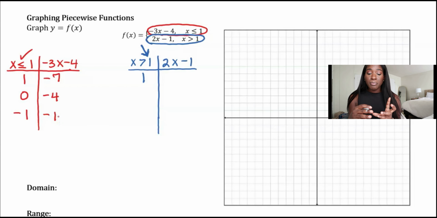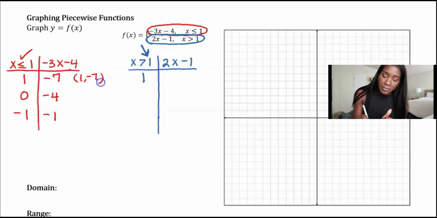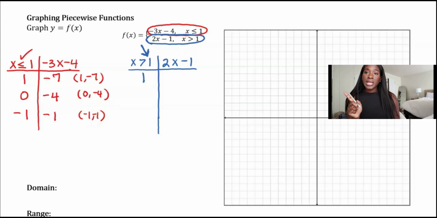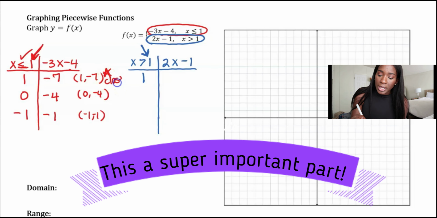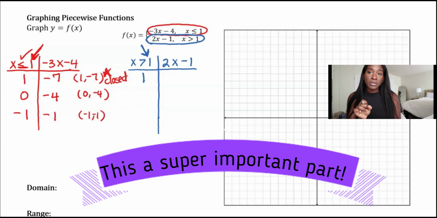Okay, so I have some points that are on this graph now. I have the point (1, -7), I have the point (0, -4), and I have the point (-1, 1). Now, when you're plotting these points, be careful with the points that came from the restriction. Remember that 1 showed up in the inequality? This is the point that came from the restriction. Now, we have to look at the restriction. The restriction says x is allowed to be 1, less than or equal to 1. So I know I'm going to put a closed point when I plot that point.